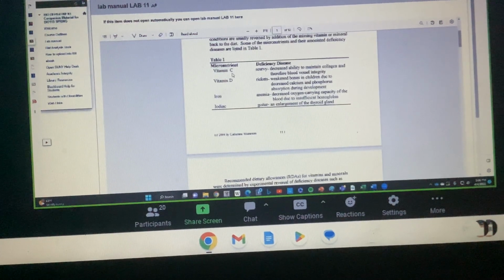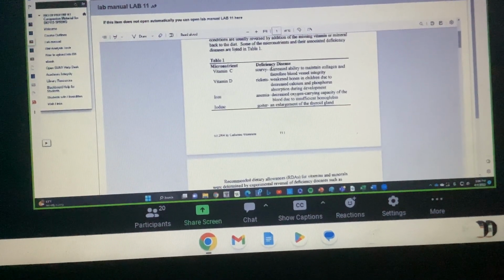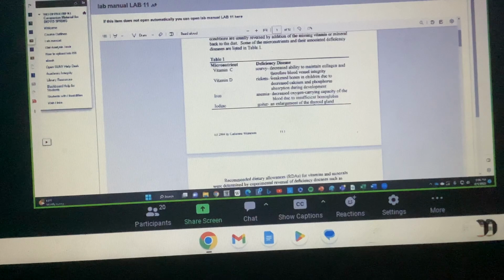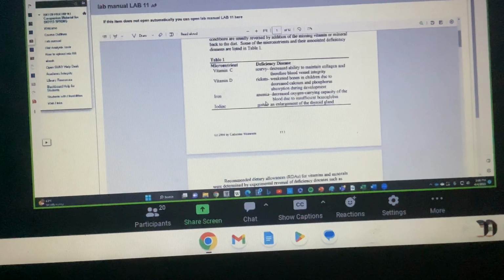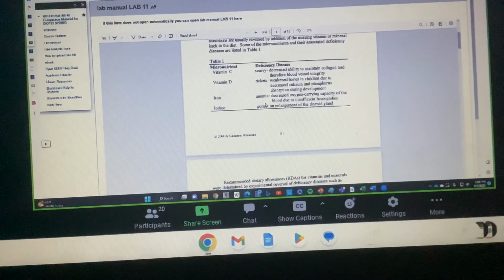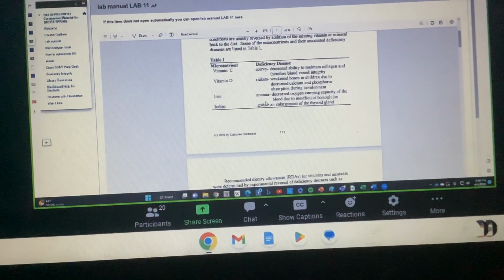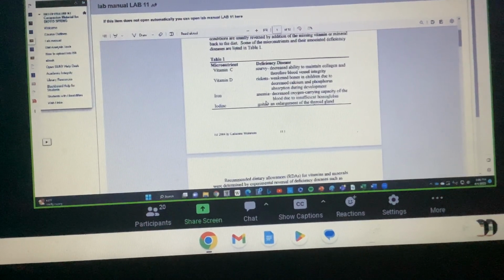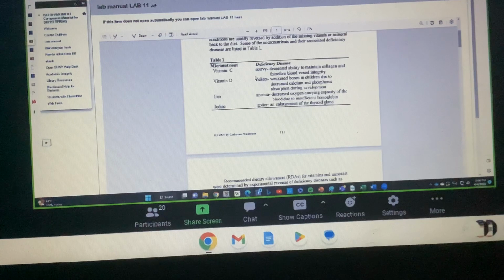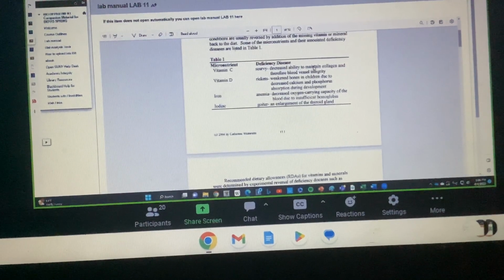Vitamin C, the nutritional deficiency disease, is scurvy. Now, once again, what I'm delineating here with nutritional deficiency disease, it's not infectious. You don't catch scurvy. Okay, it's not the flu. It's not viral. It's not bacterial. This is not having enough vitamin C. So decreased ability to maintain collagen and therefore blood vessel integrity.